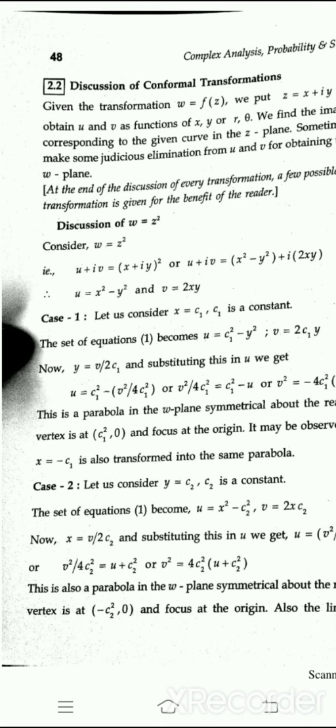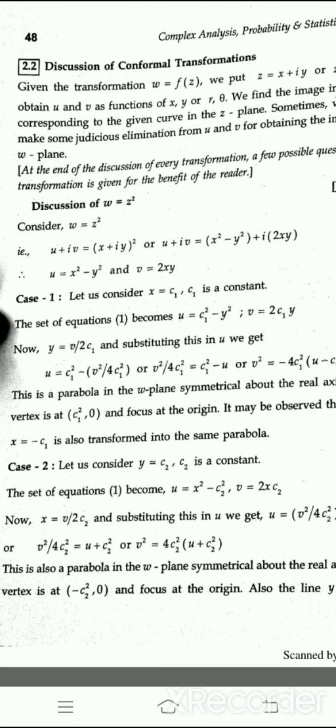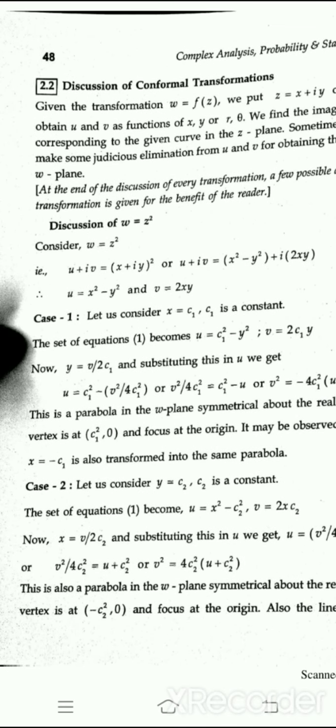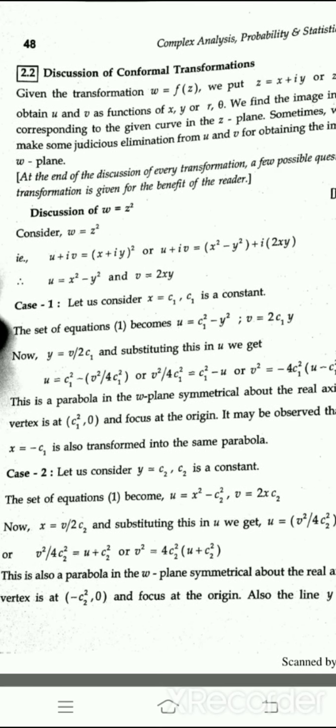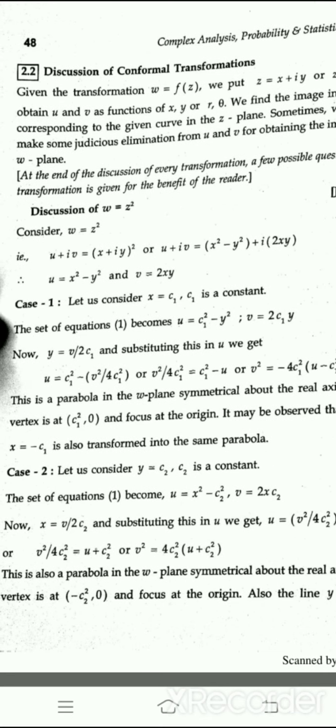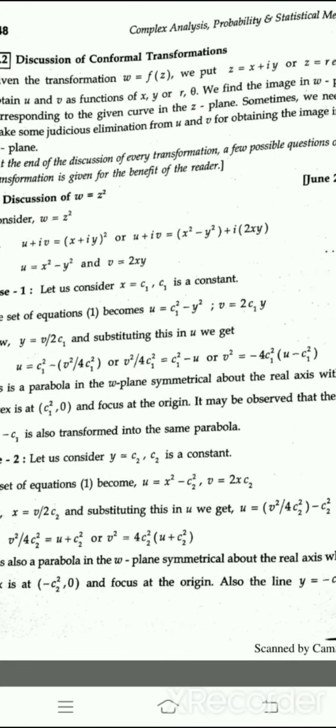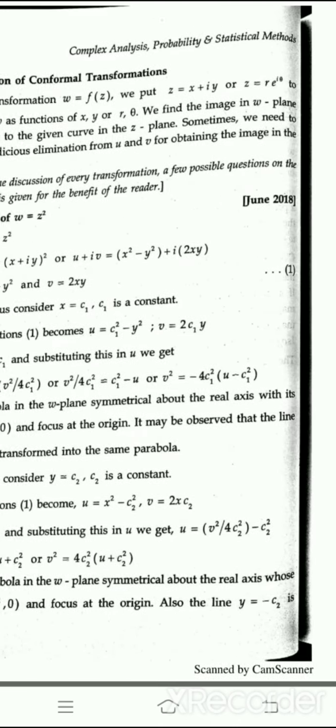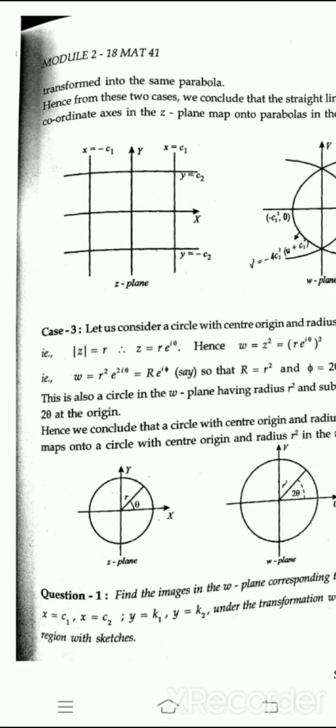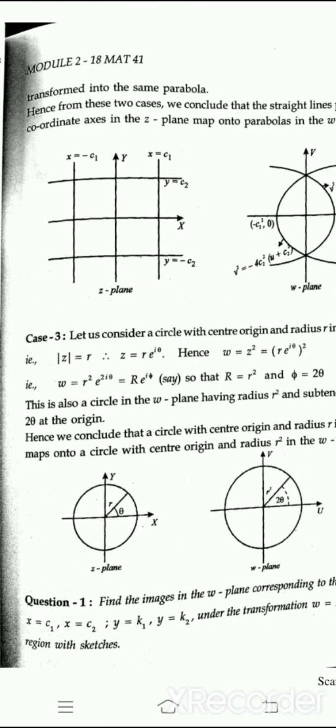Similarly, take case 2. Let us consider y is equal to c2, where c2 is any constant. The set of equations 1 becomes u is equal to x square minus c2 square, and v is equal to 2x c2. Also the line y is equal to minus c2 is transformed into the same parabola. So here there are two parabolas in the z plane and w plane, and you simply have to draw the w plane.